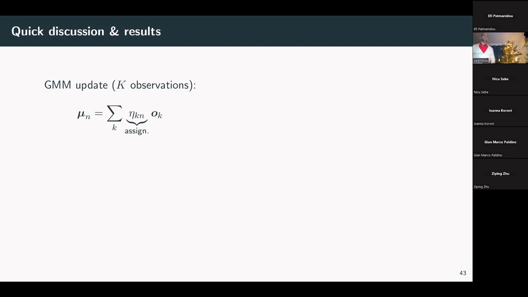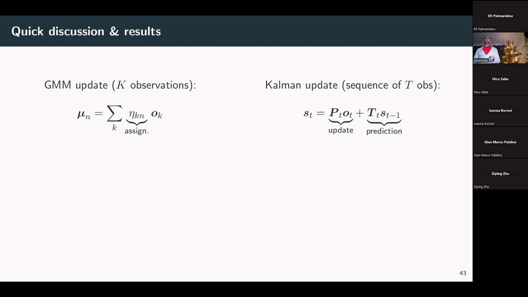I'm showing here how the mean of a GMM is updated, right? This is a standard formula. You have these assignments here, this eta k n, that tell me if the observation k is assigned to the source n, right? So that's how the centroid of a GMM cluster is updated. Now here I show what is called the Kalman update, right? And the Kalman update is telling me you have the position at time t minus one, you predict the position at time t, and then you update this prediction with the current observation.